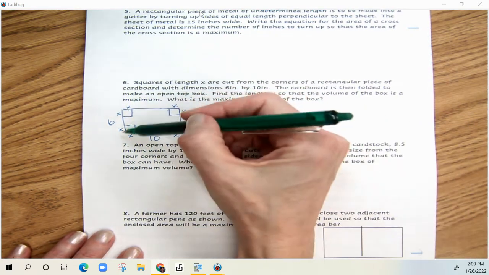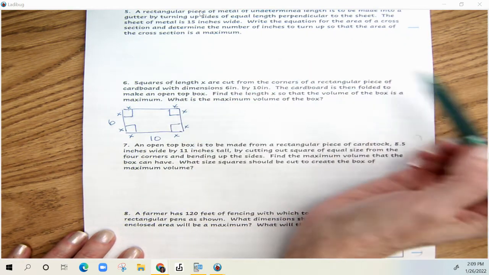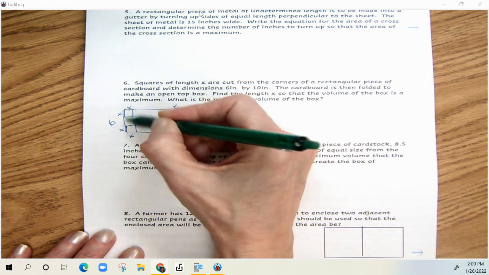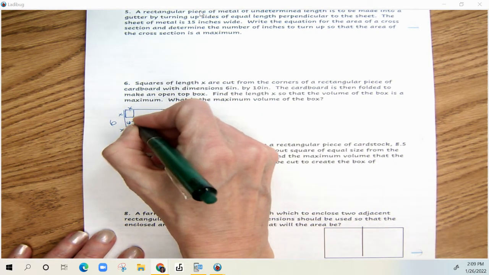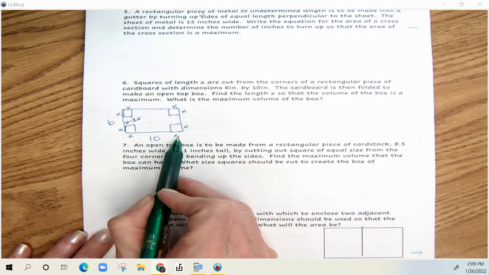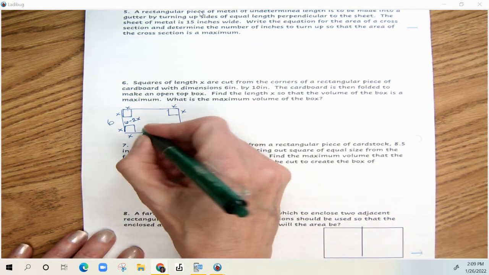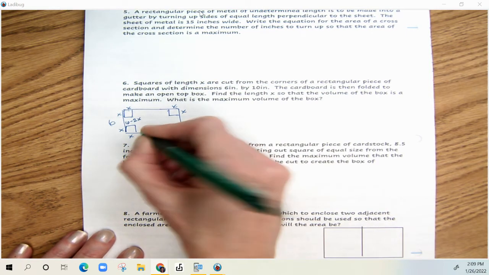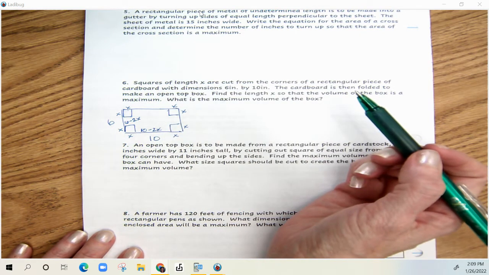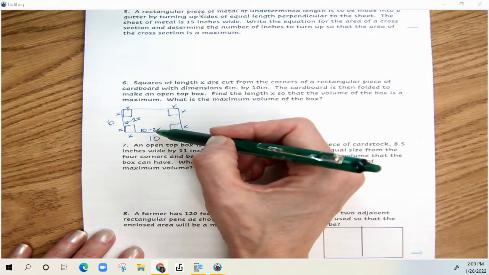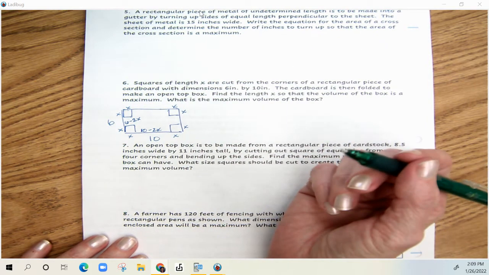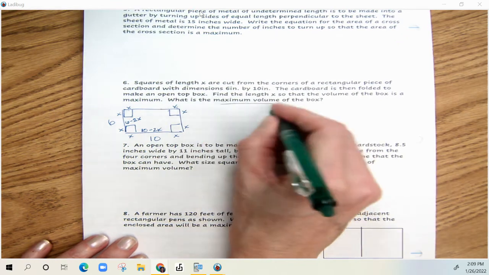Okay, so this width was 6 inches, but I cut out 2 squares, so I cut out 2 x's. So now this is 6 minus those 2 x's. And this length was 10, but I also cut out these 2 x's. So now this is 10 minus 2x. And so if you actually take a sheet of paper and cut out squares from each corner, you create these 4 flaps, and then you can fold those flaps up and secure them, and that creates this open top box. And we're trying to maximize the volume.